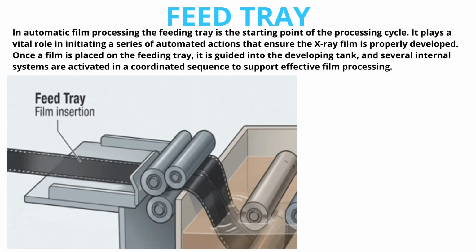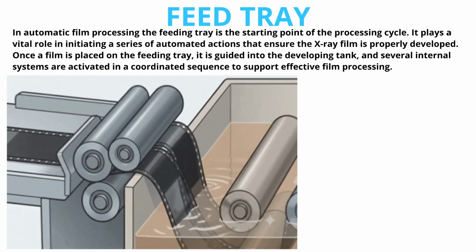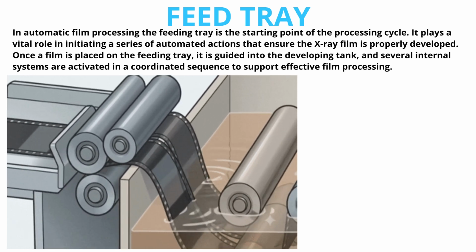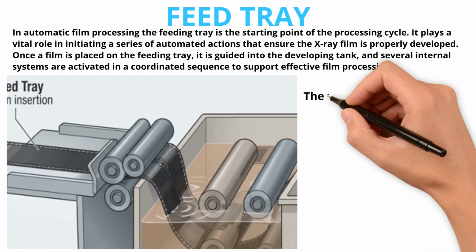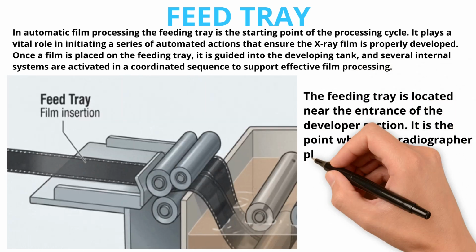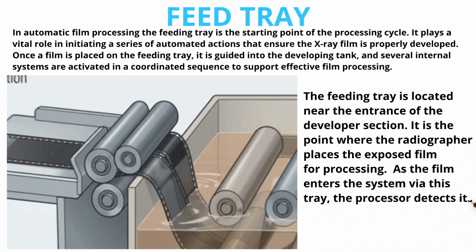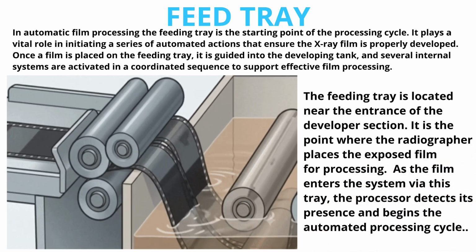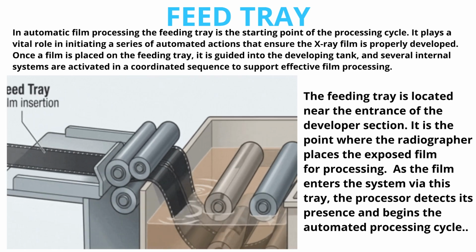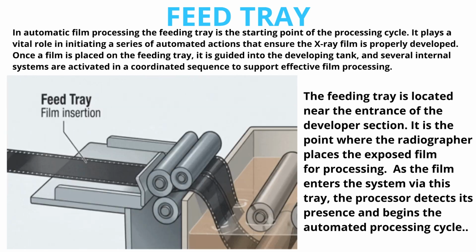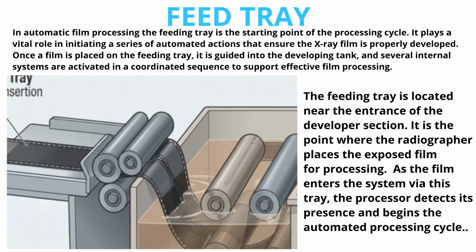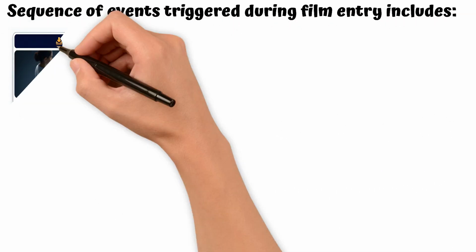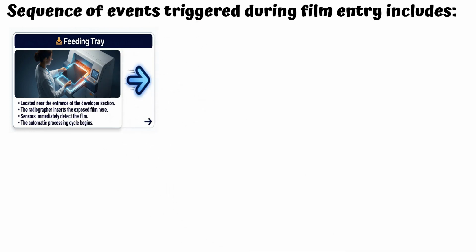The feeding tray is where everything begins. It is the starting point of the whole process and plays an important role in making sure an exposed X-ray film is properly developed. The radiographer places the film on the feeding tray, which is located at the entrance of the developer section. From here, the machine takes over. Once the film is detected, the processor automatically starts a series of coordinated actions that move the film through different stages of development. As soon as the film enters the feeding tray, several systems are activated one after the other.